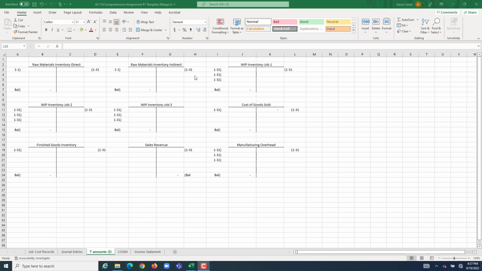Our 2 different raw material accounts, our 3 different WIP accounts, cost of goods sold, finished goods inventory, sales revenue, and manufacturing overhead. Let's start preparing our T accounts in the way that we always do. We'll start with raw materials inventory. I'm going to hit equals, and I'm going to go back to my journal entries, because whatever happens in the journal entry, you just transfer over to the T account.